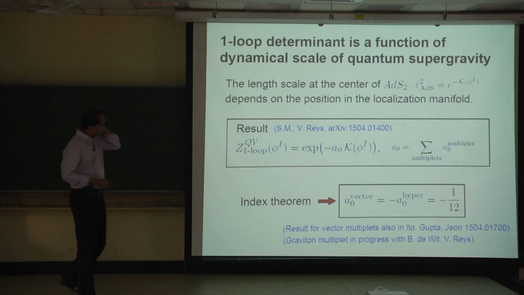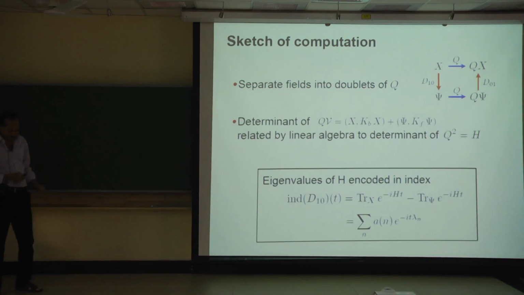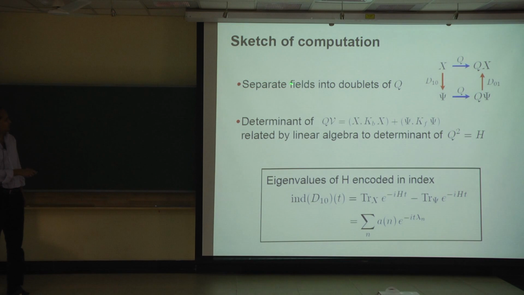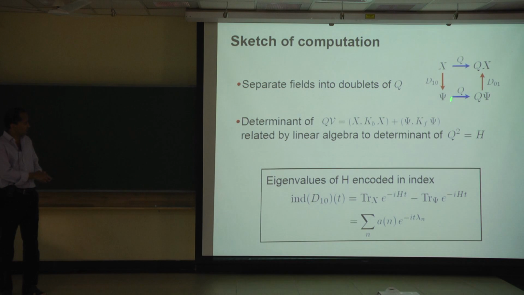Okay, how much time do I have? 5 minutes. Okay, so then I was going to give you a very brief sketch. The computation goes as follows. Everything is algebraic, only depends on supersymmetry. You separate the fields into doublets under Q, and you call X and psi the fundamental bosons and fermions. You find some operator D which relates the two, and the determinant is related to the determinant of H. And the determinant of H is encoded in the index of this operator D10.